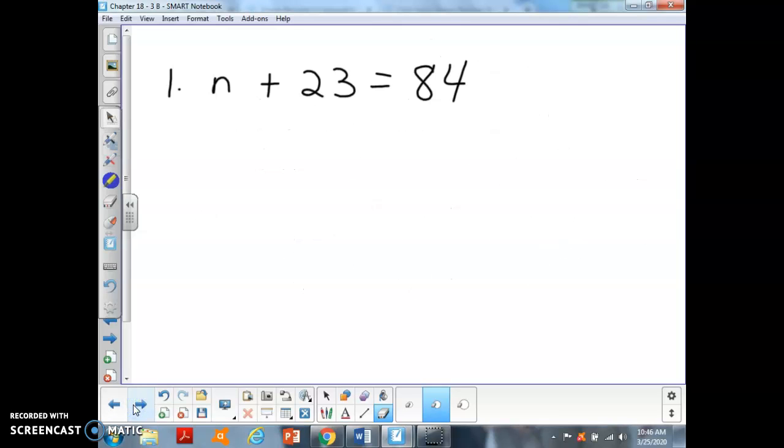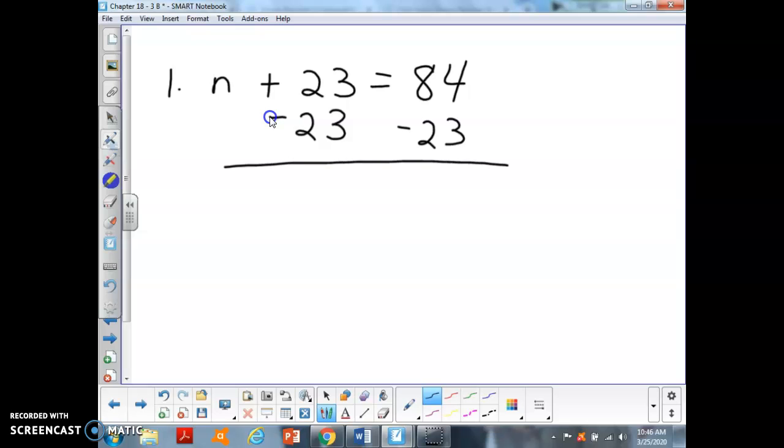Our first problem is n plus 23 equals 84. It's an addition equation. We want to do the inverse operation to solve it, which means we do the opposite. Since it's a plus, we're going to subtract in order to solve.